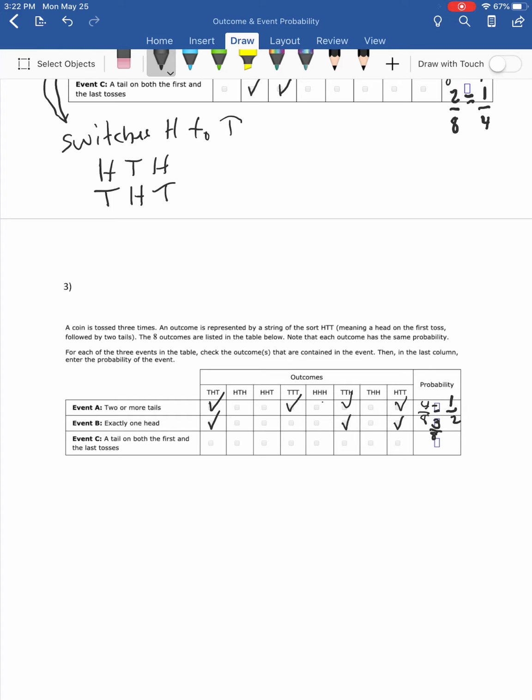Okay? And the last one, a tail on both the first and last tosses. So we have to have tail to start and tail to end. There. Second one doesn't. Third one doesn't. Fourth one does. Fifth one does not. Sixth one does not. Seventh one does not. Eighth one does not. So it's 2 out of 8, or 1/4.